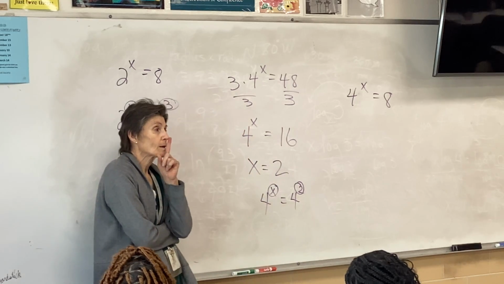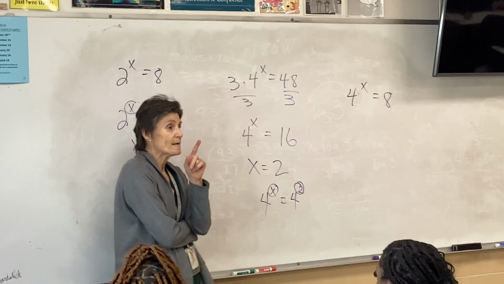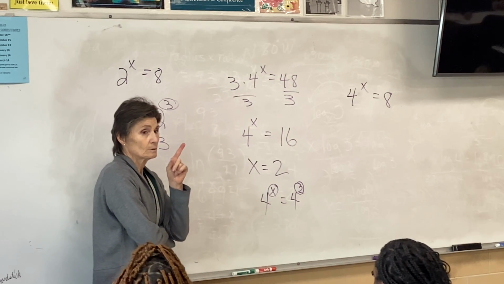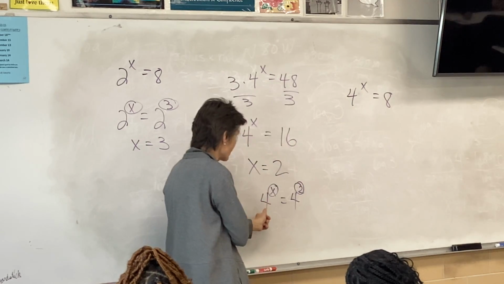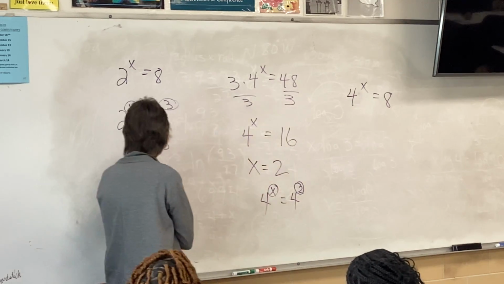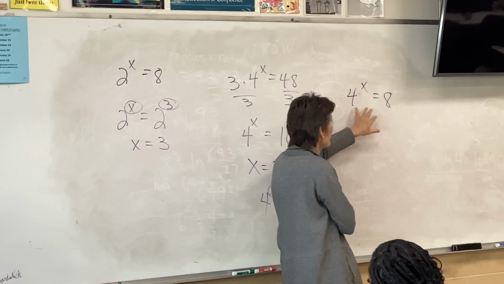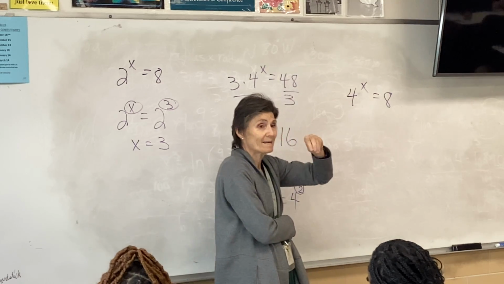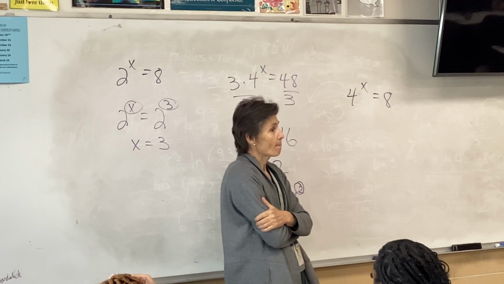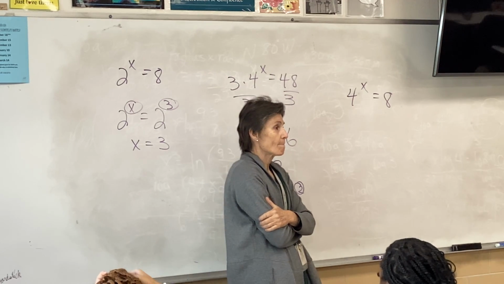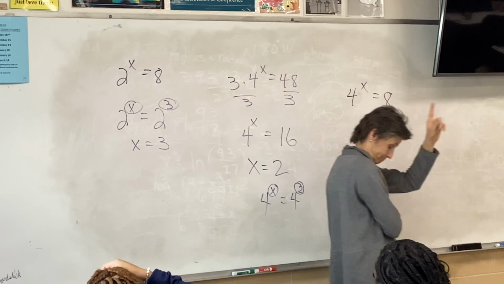Remember, we're going to solve this without a calculator. We have got to get the same base on both sides. Like here we had 4 to the x equals 4 squared. We had 2 to the x equals 2 cubed. What are we going to do with 4 and 8? Katie? Well, what I was thinking is wouldn't it be a fraction and you would do the square root and then do the cube?